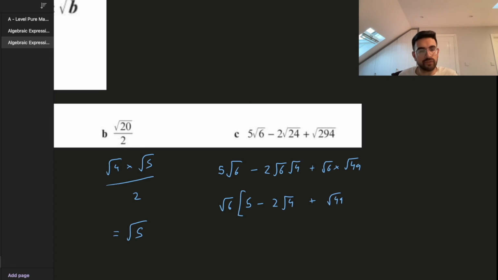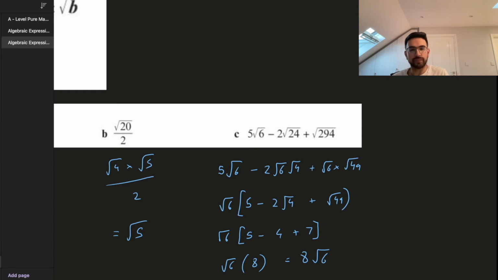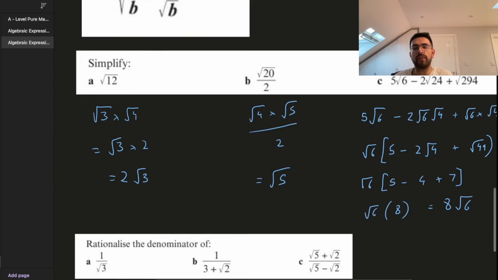And if I solve this further, I'm going to get 5 minus essentially 4, because it's 2 times root 4, which is 4, plus 7. And this is all multiplied by root 6. And at the end, we're going to get root 6 multiplied by 8. So there's my answer, 8 root 6. Hopefully you're happy with that. If you're not, please pause it and go back over it one more time, just so you can follow it through. All we did was we took out the common factors.